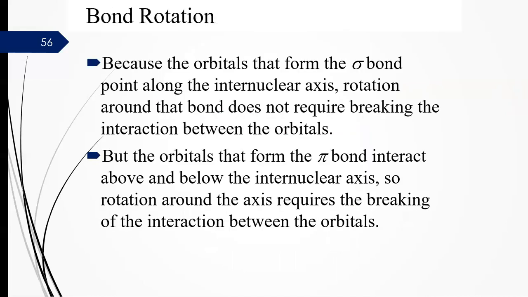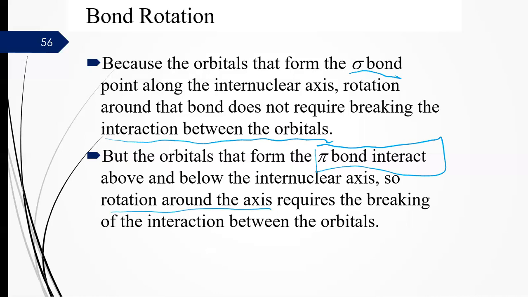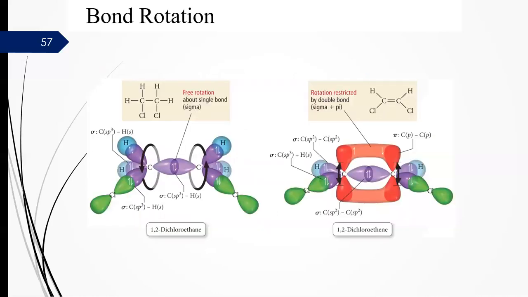Now, this is very interesting because what this means is that for bond rotations, if the bonds are just sigma, then they can rotate freely because the rotation doesn't break the interaction between the orbitals. But whenever we get a pi bond, so whenever there's a double bond or triple bond, we can no longer rotate around that axis because it would break.